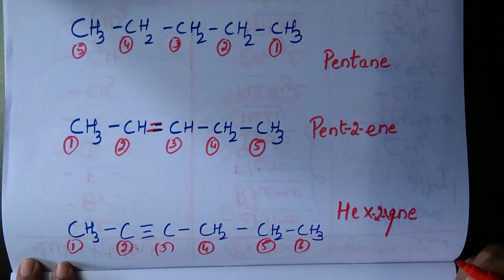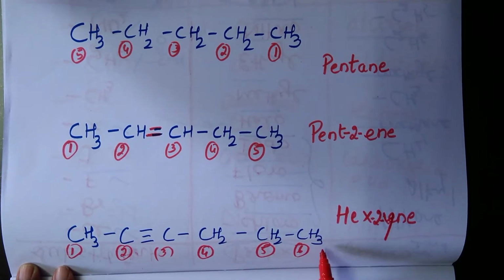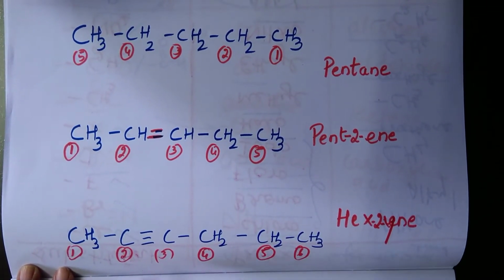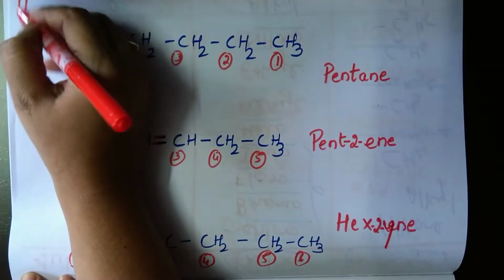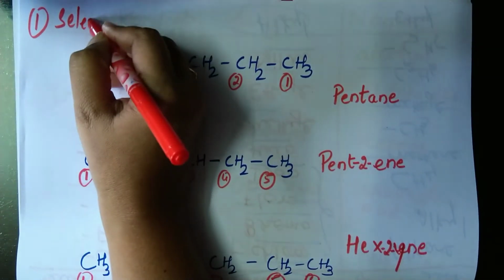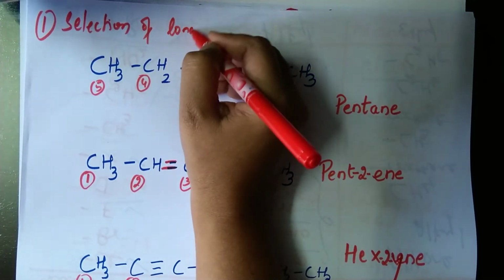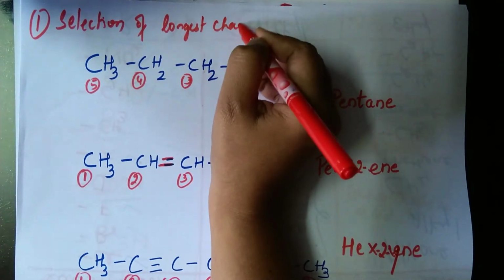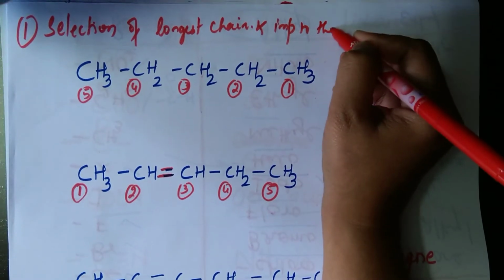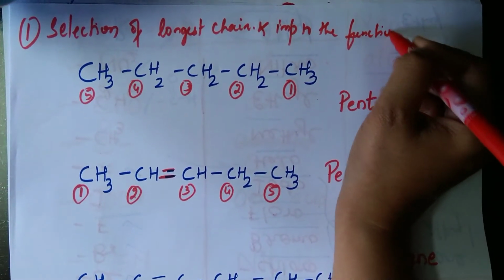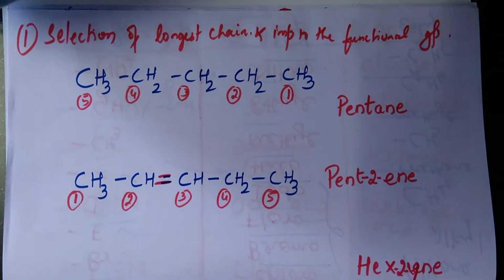So now we are familiar with rule number 1, which says select the longest carbon chain and number it in such a way that the functional group gets minimum number. So rule 1: selection of longest chain and importance to the functional group. Number it in such a way that functional group gets minimum number.